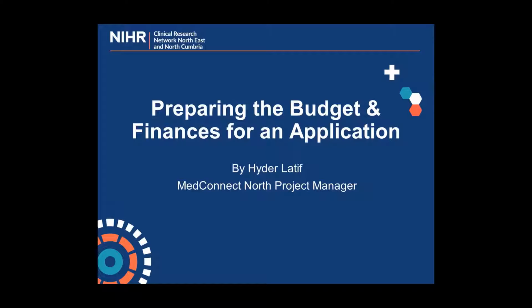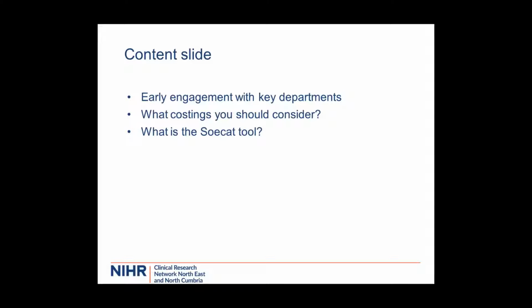So, the presentation's on preparing the budget and finances for an application. It's really just to give you an overview of what is required as part of the costings when you're looking at grants. Hopefully this will answer a few of those questions that people may have. So we'll be looking at the following: early engagement with key departments, what costings you should consider, and what the SORCAT tool is.